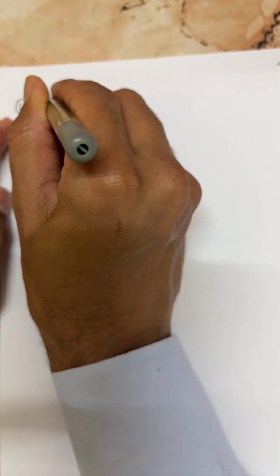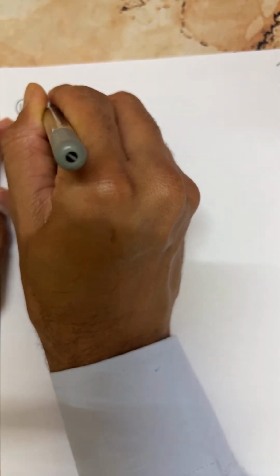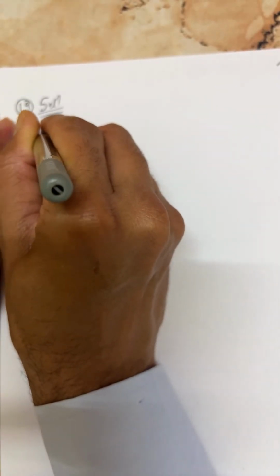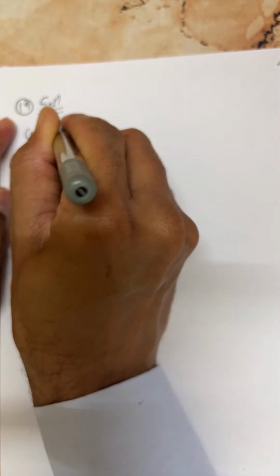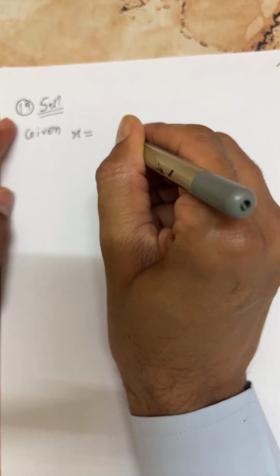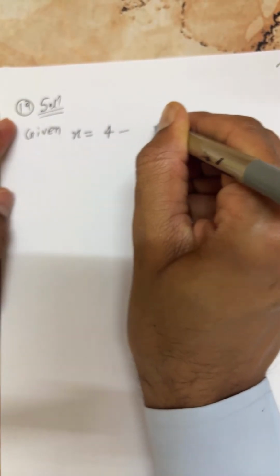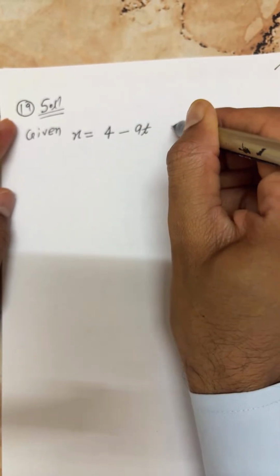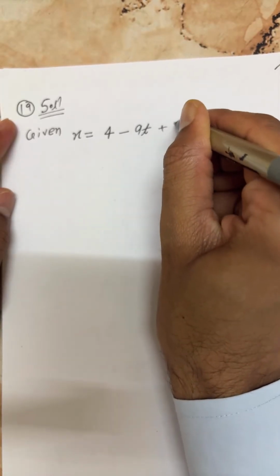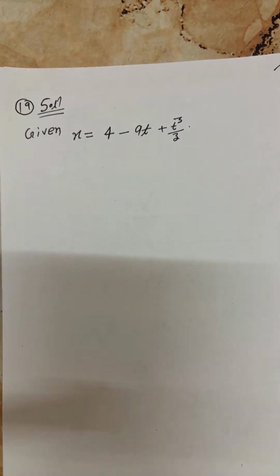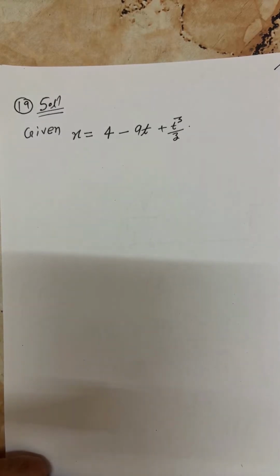I'll read the question here and we'll also work with the solution here. This is the given. This is your x is equal to 4 minus 9t plus t cubed by 3. Mark the correct statements in relation to its motion.